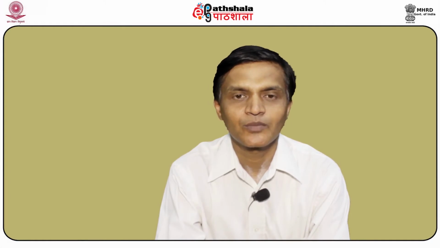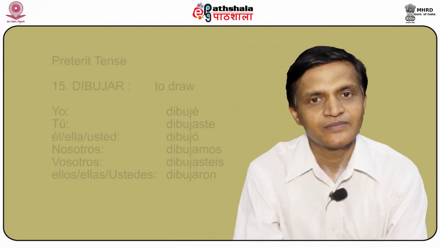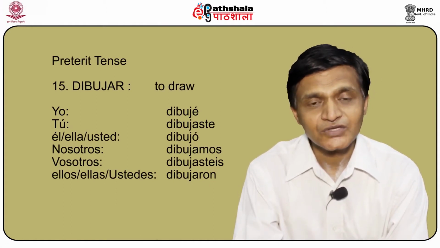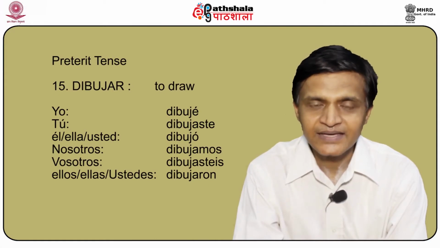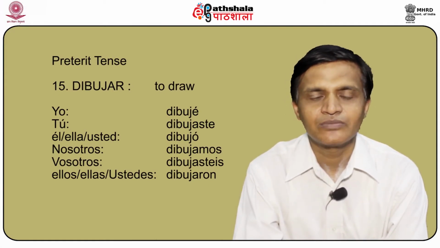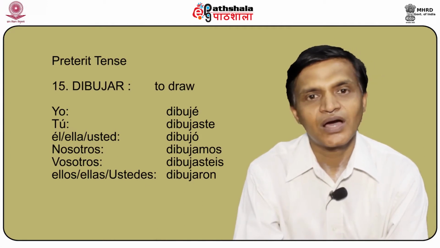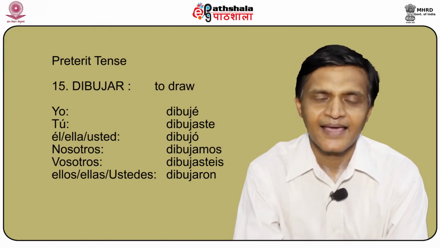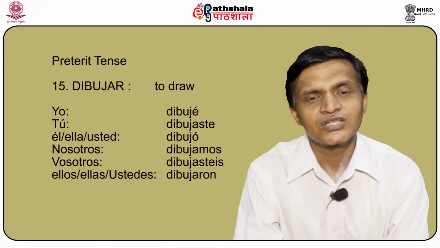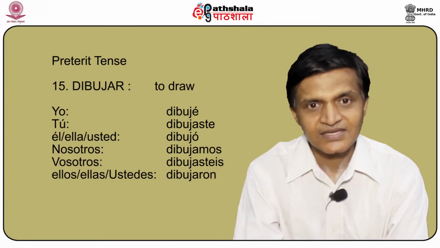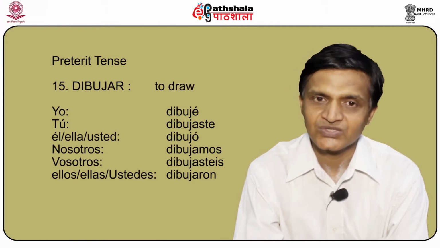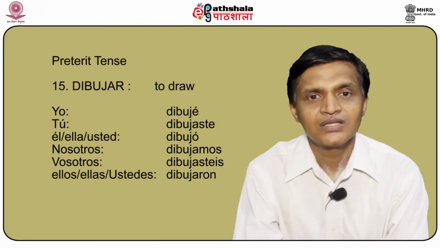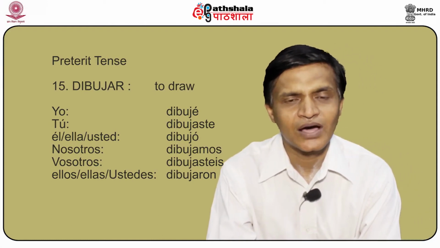Another verb that we would like to talk about in the preterit tense is a verb like dibujar, which is an AR ending verb and it means to draw. So the conjugation of dibujar is dibujé, dibujaste, dibujó, dibujamos, dibujasteis and dibujaron. So it is yo dibujé, tú dibujaste, él, ella, usted dibujó, nosotros dibujamos, vosotros o vosotras dibujasteis and ellos, ellas, ustedes dibujaron.